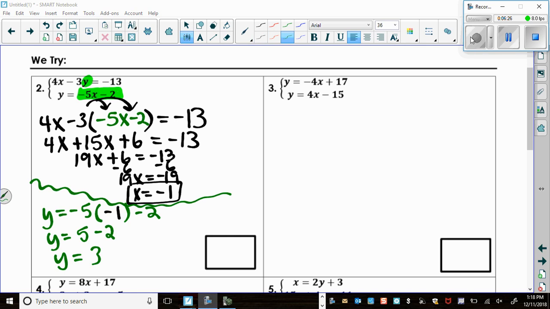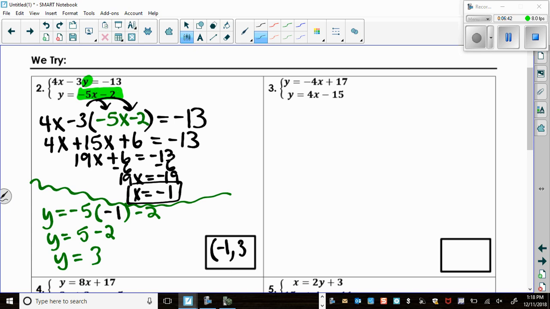Okay, I went ahead and plugged in negative 1 into my second equation here, and I've shown you my work in the green font. When I do that, I get the y value equals 3. So my answer is negative 1, comma 3. That's where these two equations meet if I were to graph them.